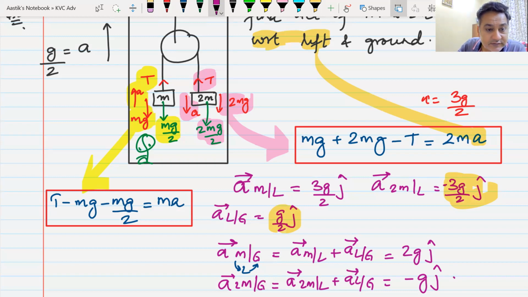Anyone got this? Yes or no? Can I have raised hands from everyone that we understand this? Okay. Note this down. I'll give you a minute to note it down.